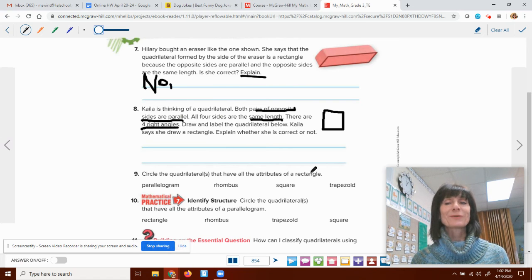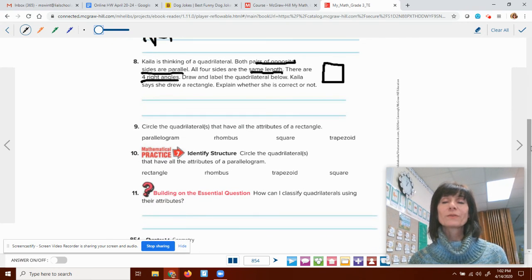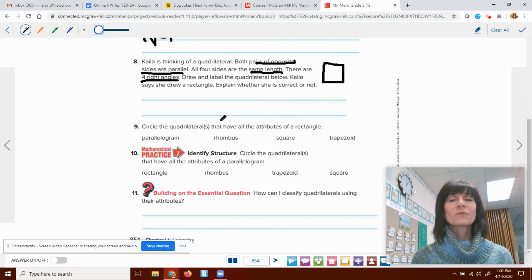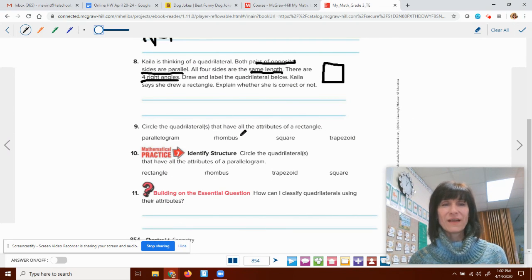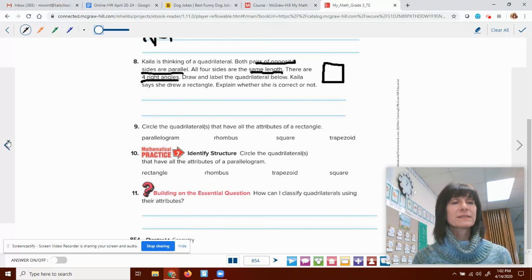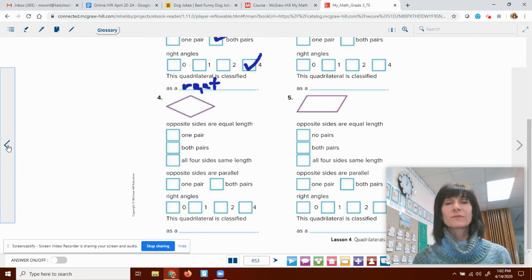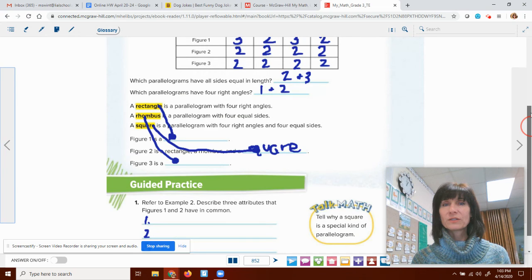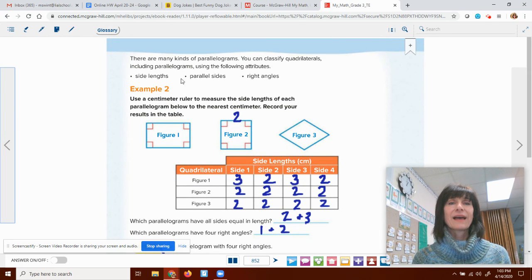Check the attributes. Tell me what you think. Circle the quadrilaterals that have all the attributes of a rectangle. You've written that down, the attributes of a rectangle, twice in this lesson. So figure out if these also would qualify. How can I classify quadrilaterals using their attributes? My friends, for number 11, the answer is right in front of you. It would be on this page where it says, what are the following? Side lengths, parallel sides, and right angles.